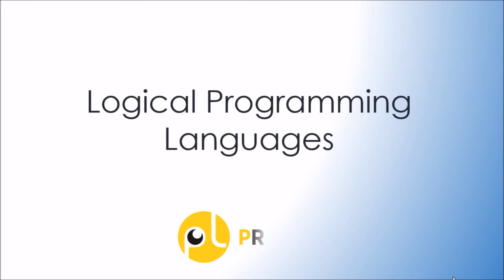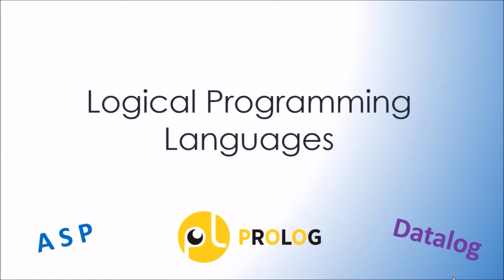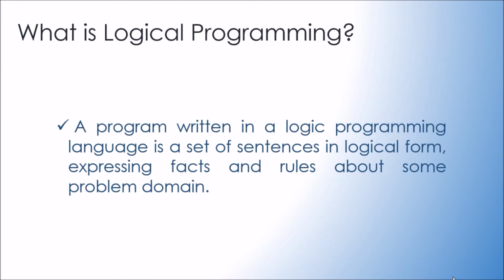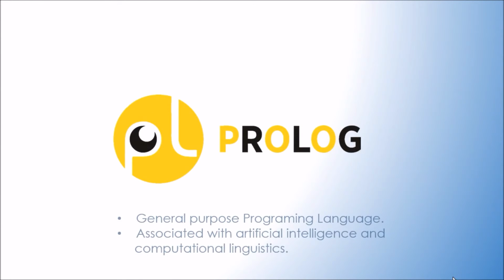Now let us move on to logical programming languages. What is logical programming? A program written in a logic programming language is a set of sentences in logical form expressing facts and rules about some problem domain. Prolog is the language we have chosen to describe logical programming languages. Prolog is a general-purpose programming language associated with artificial intelligence and computational linguistics.